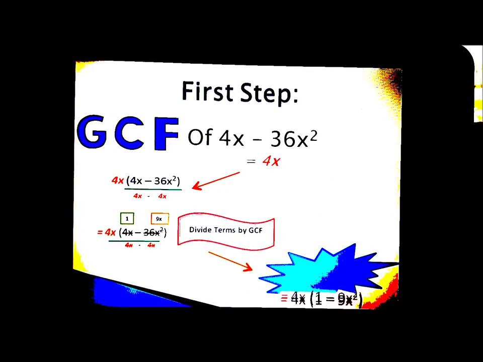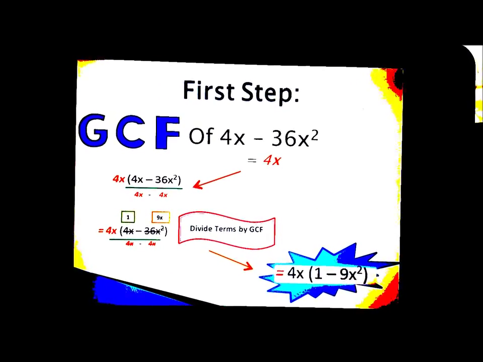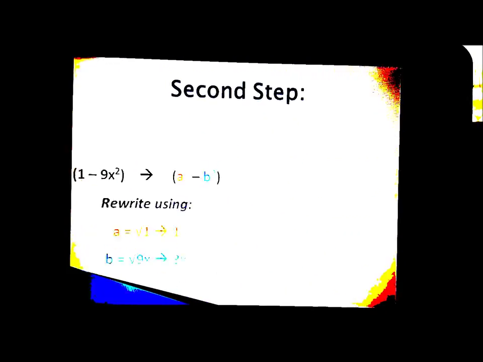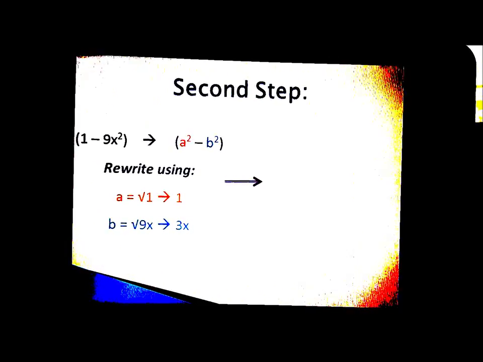The equation 1 minus 9x squared fits in the form a squared minus b squared. Therefore, rewrite it where a equals 1 and b equals 3x.